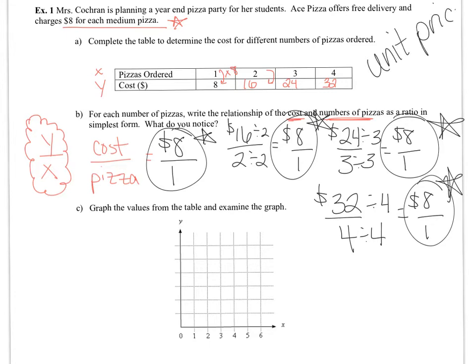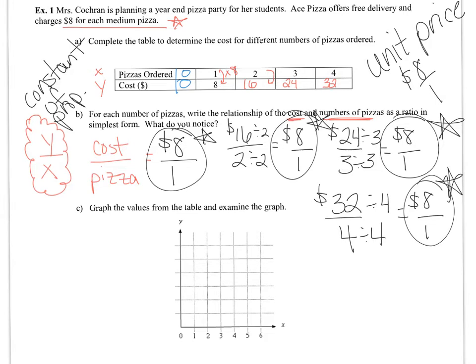The unit price or the unit rate is $8 for one pizza. Our new vocabulary word for it would be constant of proportionality. Because all of those columns, all of those ratios of cost of pizza were the same thing, that means that this is a proportional relationship. If we think backwards, if I ordered 0 pizzas, am I going to pay any money? No, it would be $0.